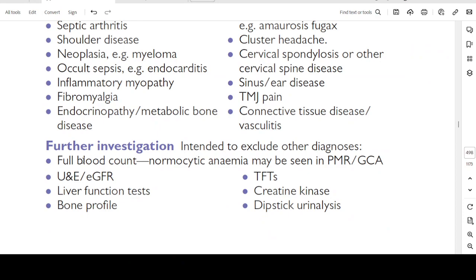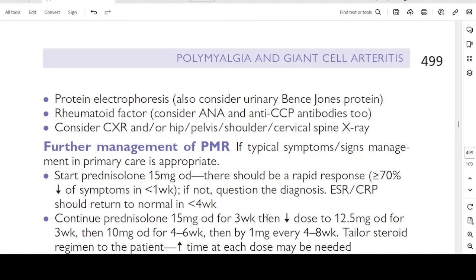So full blood count: normocytic normochromic anemia may be seen in PMR or GCA. Urea, electrolytes and eGFR, liver function test, bone profile, thyroid function test, creatinine, dipstick urine analysis. Protein electrophoresis to consider Bence Jones proteins, rheumatoid factor, consider ANA and CCP antibodies too, and consider chest X-ray, hip or pelvis, shoulder, cervical spine X-rays.